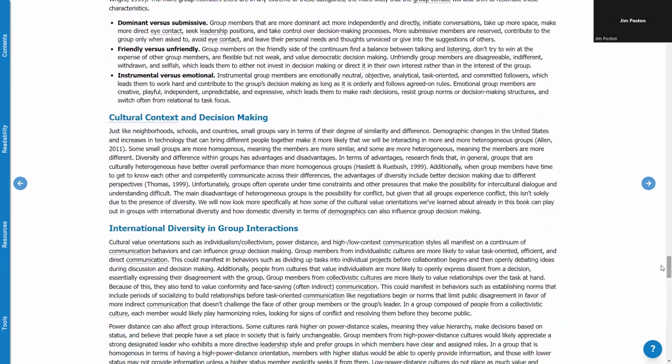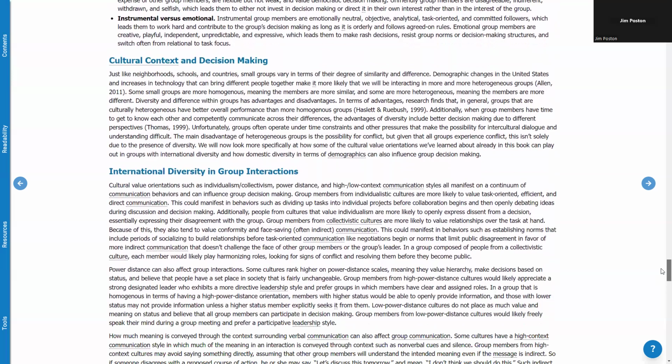Instrumental versus emotional. Instrumental group members are emotionally neutral, objective, analytical, task-oriented, and committed followers, which leads them to work hard and contribute to the group's decision making as long as it is orderly and follows agreed on rules. Emotional group members are creative, playful, independent, unpredictable, and expressive, which leads them to make rash decisions, resist group norms or decision making structures, and switch often from relational to task focus.